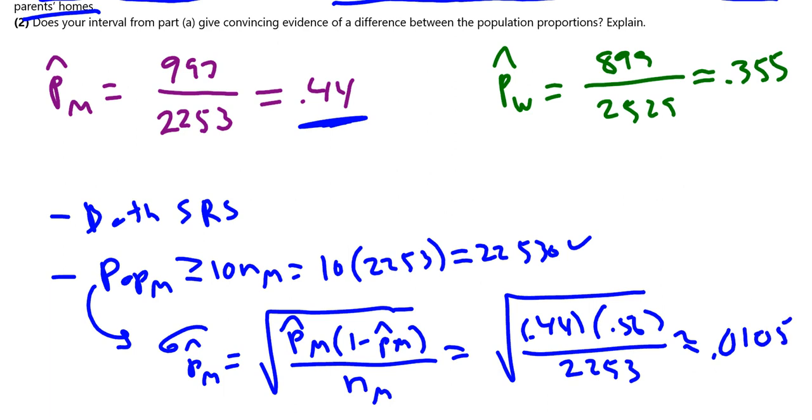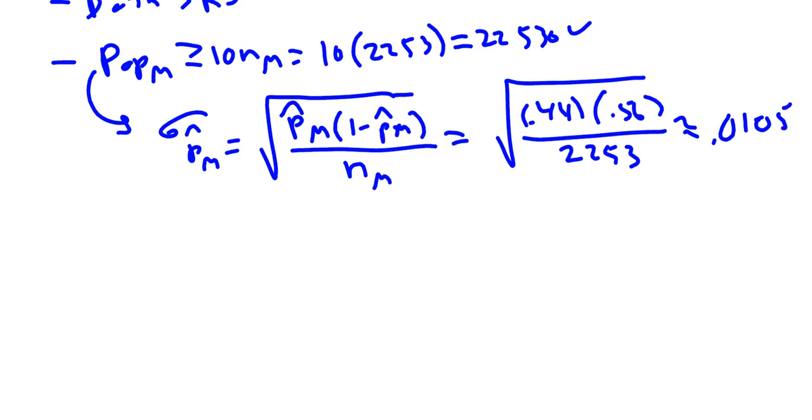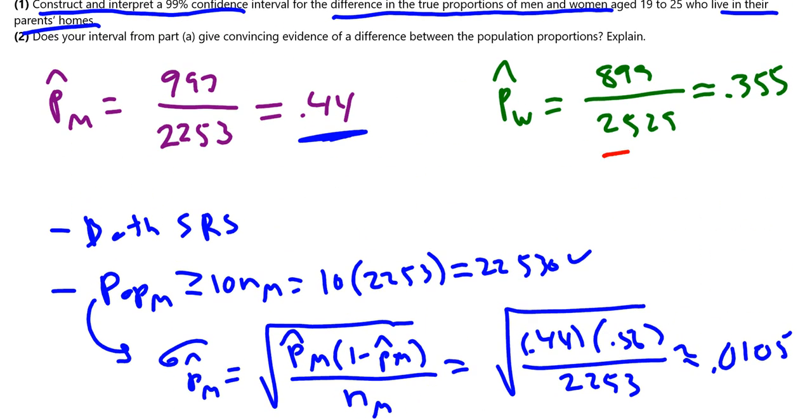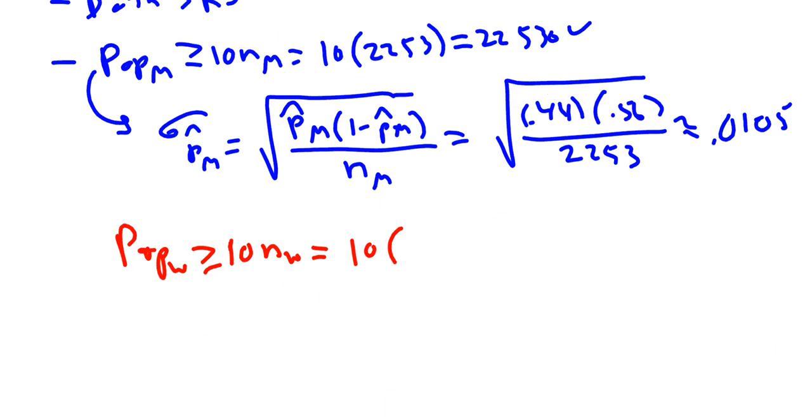We have a second assumption to check. We also need to check that the population of women is greater than or equal to 10 times the sample size of the number of women, which in this case was 2,529, which is 25,290. There's definitely more women than that in the world.